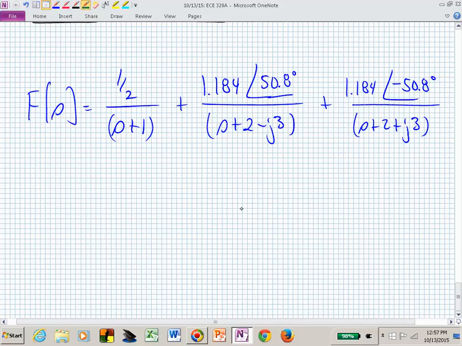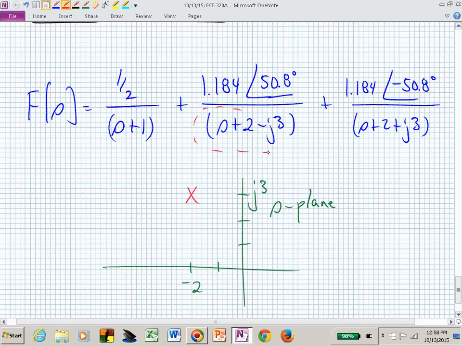Again, I can't emphasize this enough, so I'm going to draw another diagram. Here's our s-plane. This is that associated with that pole. This is the pole in the second quadrant, and it is the pole that has a positive. I didn't give myself, oh well.